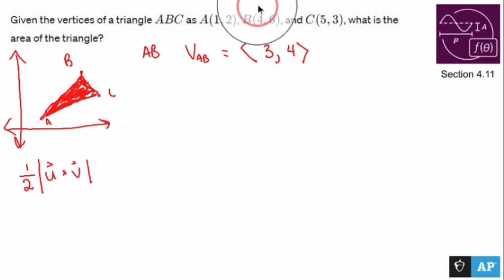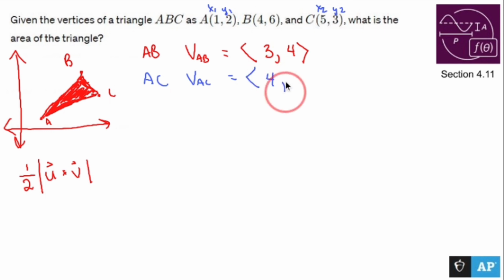Now let me erase this because I'm probably going to need to rewrite things, and let me choose a different color. Let's choose side AC because why not? I'll call you vector AC, and it's basically going to be the same thing. I'll pick A, call you X sub 1, Y sub 1. I'll pick C and call you X sub 2, Y sub 2. So the X part of the vector AC is X sub 2 minus X sub 1, which is 4. Y sub 2 minus Y sub 1, which is 1. So now I have my two vectors.